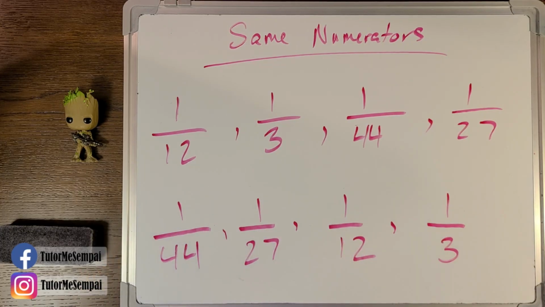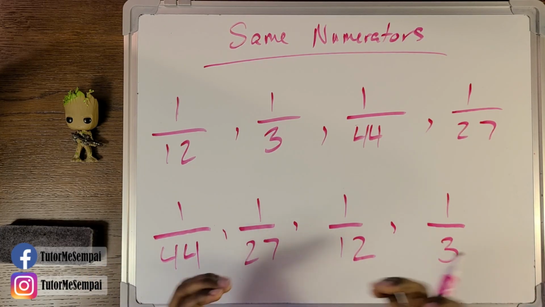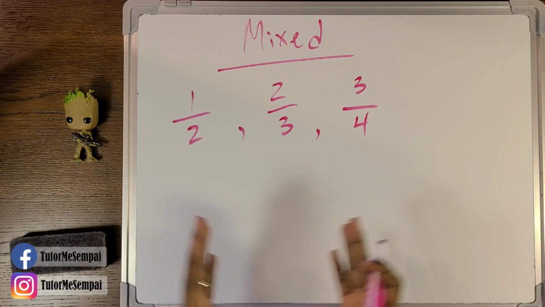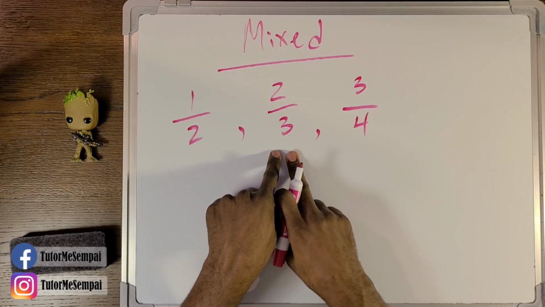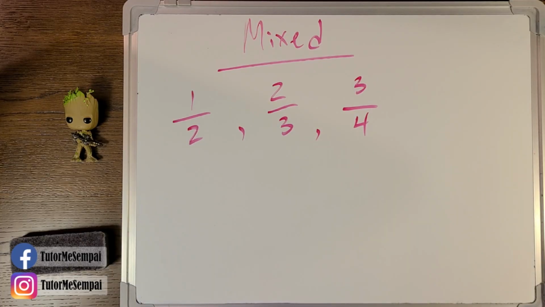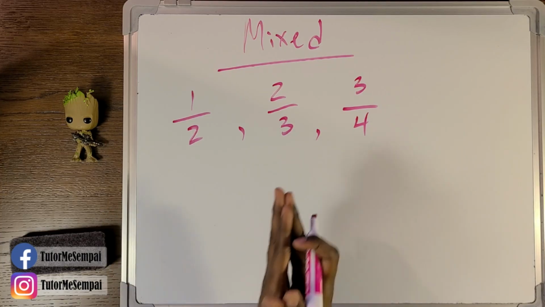But let's move on to our mixed group, because that's where the math is going to come into play. Let's say we have this group of fractions. We have 1/2, we have 2 over 3, and we have 3 over 4. And we want to order these from smallest to biggest.